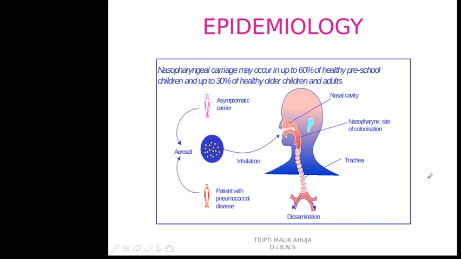In the case of epidemiology, the most characteristic feature is its presence in the healthy individual. It is present in the nasopharynx, and these individuals are asymptomatic carriers, responsible for its release as aerosols upon coughing and sneezing in the air, which is inhaled by the healthy person. They may get the pneumococcal disease depending upon their immune status and depending upon the presence of some other pathogen.